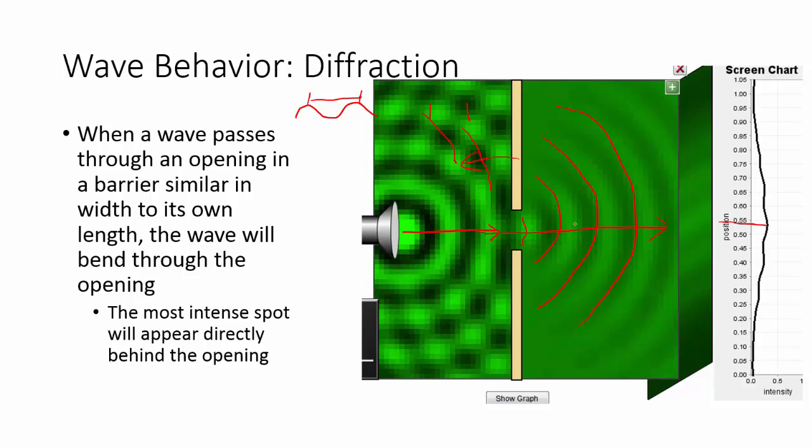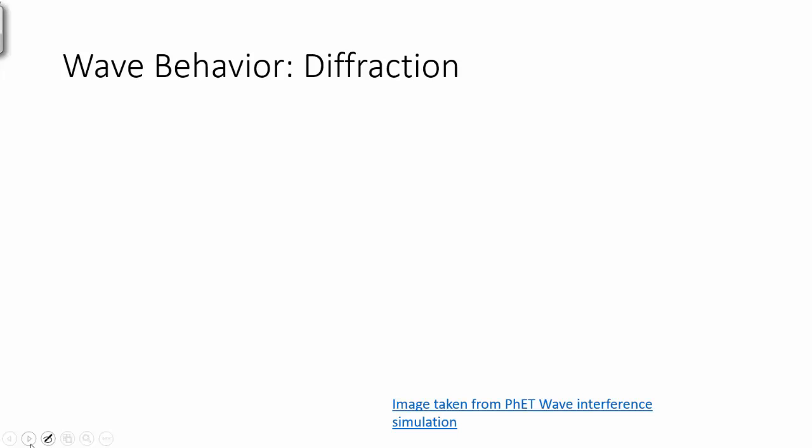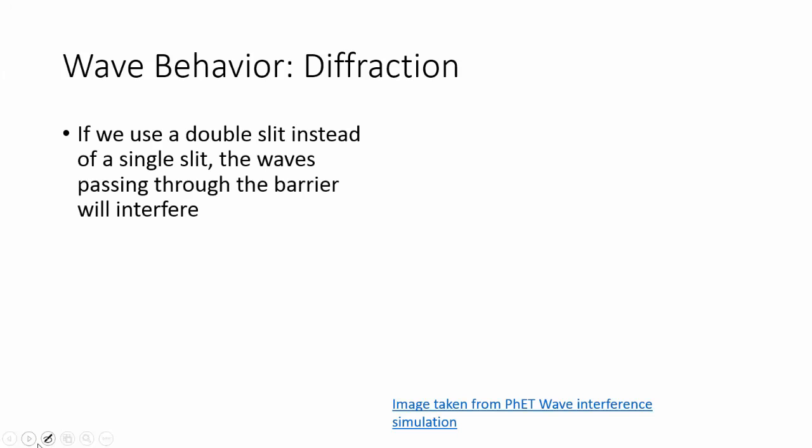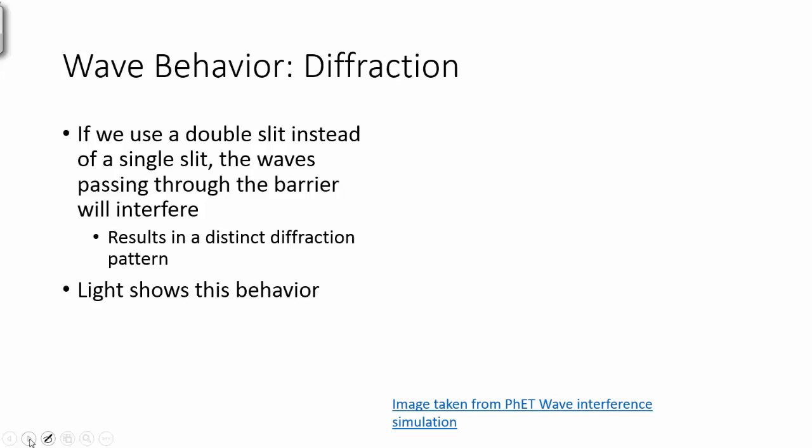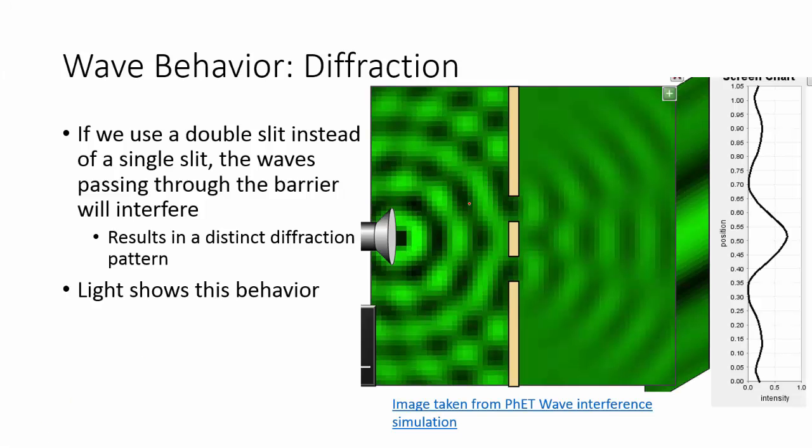Well, it's the interference that occurs if we actually use two or more openings in this barrier. So if we take a look at what happens when we use a double slit instead of a single slit, we're going to see something a little bit different. The waves coming through will interfere, and what we're going to see is the distinct diffraction pattern of waves. So this is definitely a wave behavior. And so you can see this time I have an opening here and another opening here. And again, on the back side, we still have that reflected and incident wave interfering with each other.